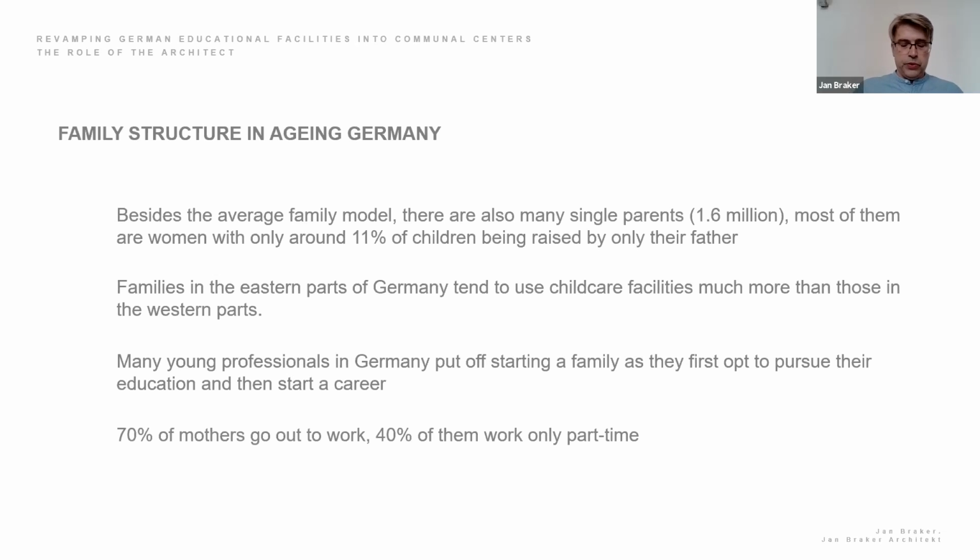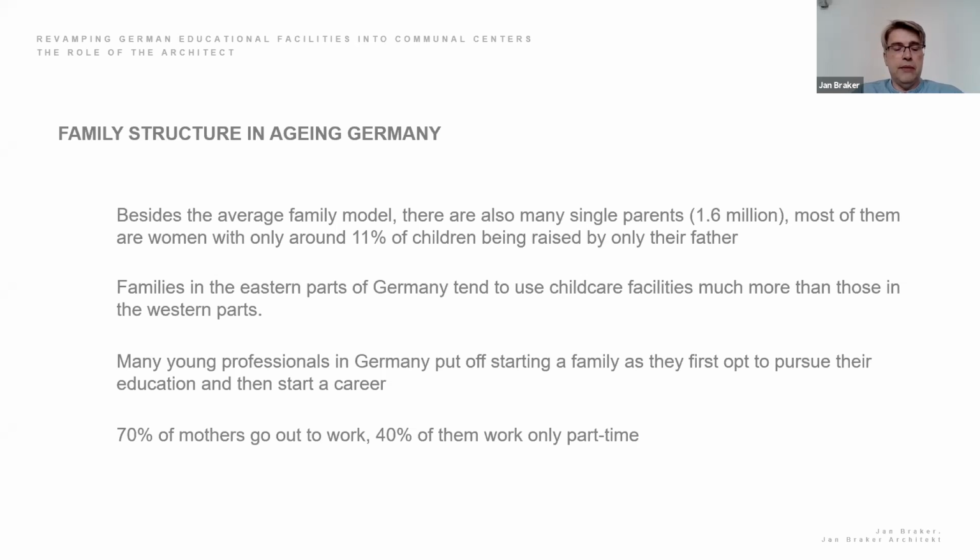According to the latest reports, Germany had around 8 million families with children below the age of 18 in 2015. Beside the average family model, there are around 1.6 million single parents. Most of them are women, with only around 11% of children being raised by only their father. The number of same-sex couples with children is still comparatively low in Germany, though it has more than doubled since 1996, from 3,000 to 7,000.